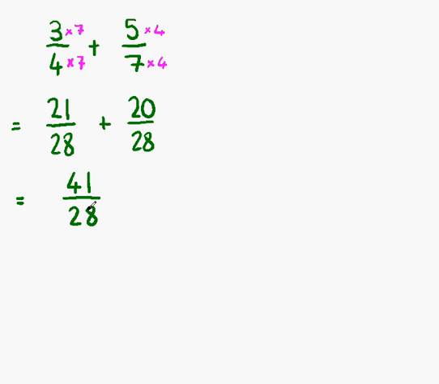What we have now is a top-heavy fraction, and the best thing to do is change this to a mixed number. How many times can 28 go into 41? It goes once, and we're left with 13 28ths. What we need to do now is check to see if we can simplify the fraction part. Is there anything that goes into 13 and 28? The answer to that is no. So 1 and 13 28ths is our final answer.